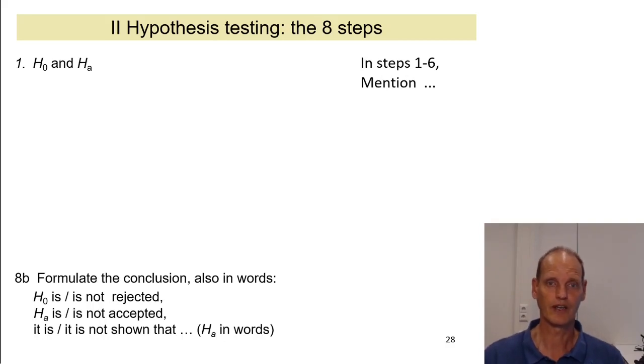And then in words we could finally say it is or it is not shown that, and then follows the alternative hypothesis in words. So in our first case, we could either conclude it is shown that the mean body height of male Wageningen students is different from 180, or it is not shown that it is different from 180. So always use the alternative hypothesis in words in your final conclusion. So that is step 1 and step 8, and in between comes what leads to the conclusion.